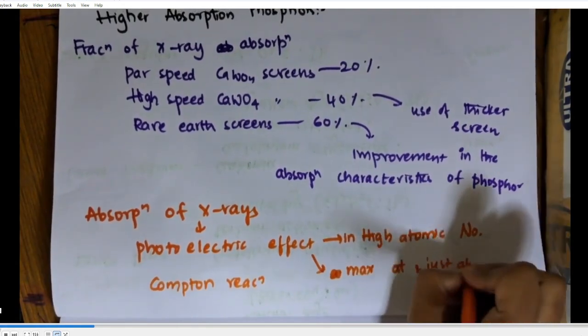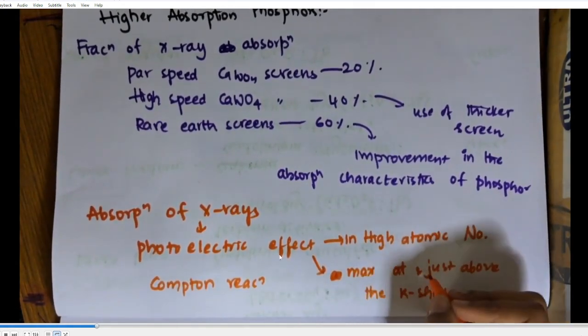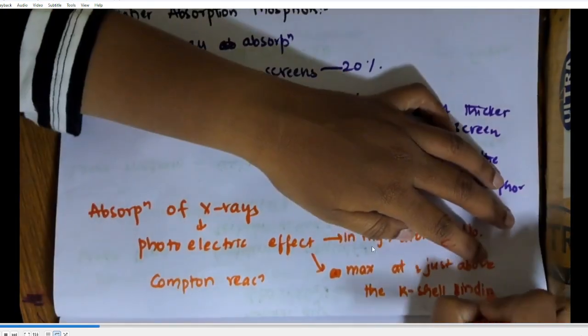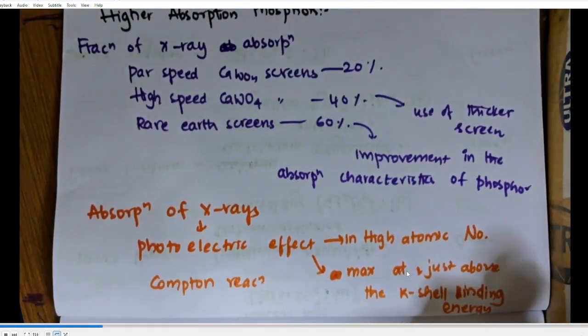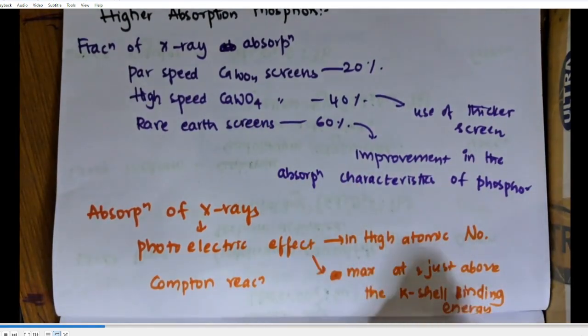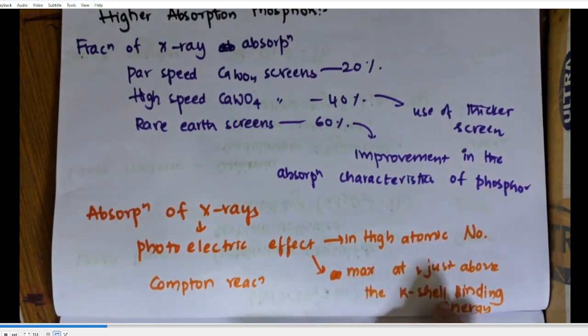The photoelectric effect occurs maximum at or just above the K-shell binding energy. It most likely occurs when the X-ray photon energy and the binding energy of the ejected K-shell electron are almost the same, and that is the maximum. So the photoelectric effect is maximum when the X-ray photon energy is at or just above the K-shell binding energy.